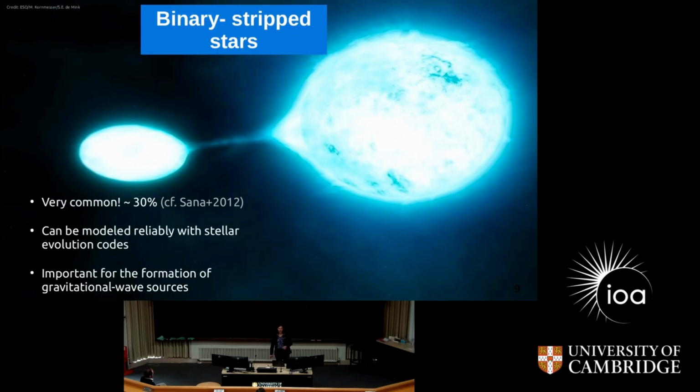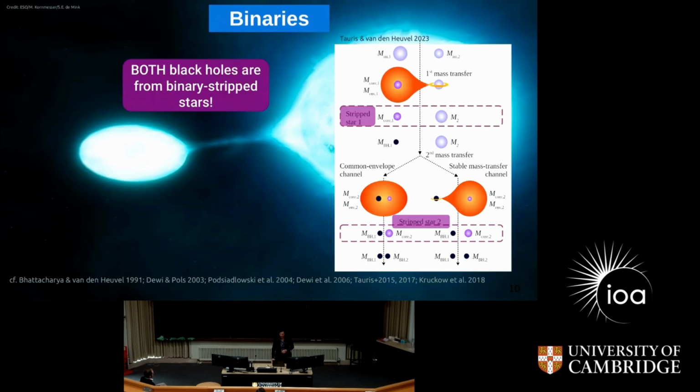Why are they interesting? Well, they're incredibly common. They're the most common outcome of binary mass transfer, like 30%. They can be modeled reasonably reliably with stellar evolution codes, and they're also very important when it comes to gravitational wave sources. Why is that?